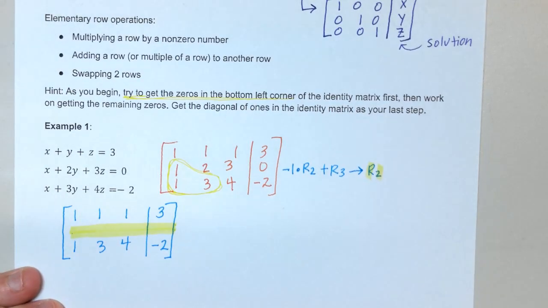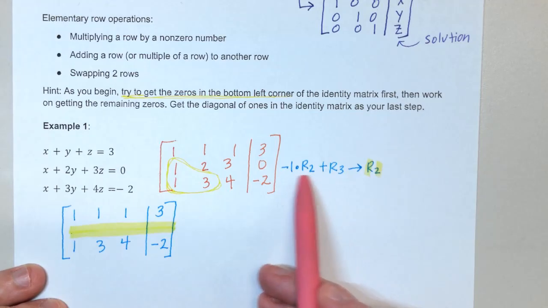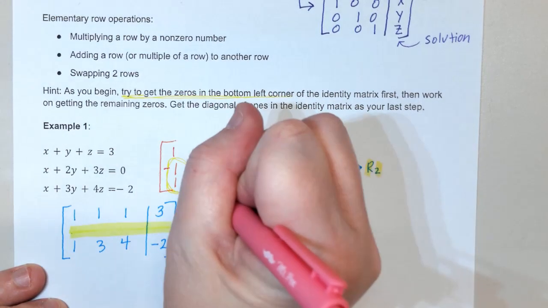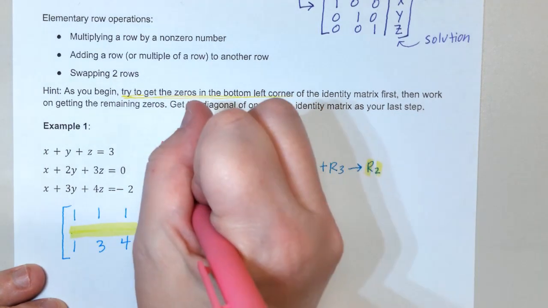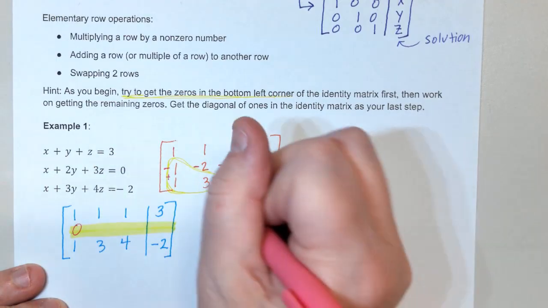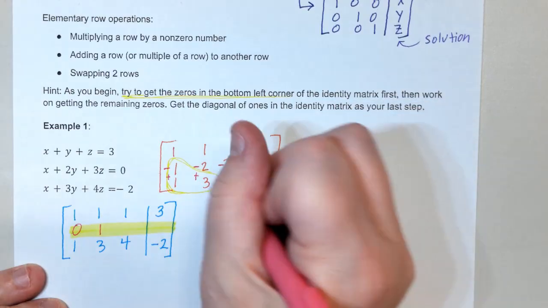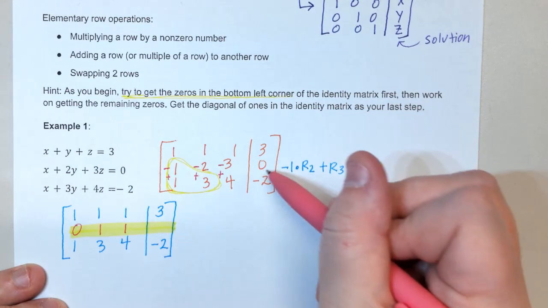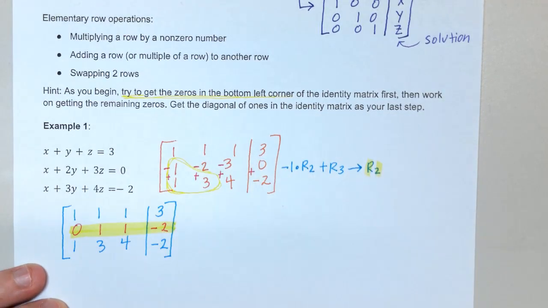So to get my new values, I'm going to go ahead and just do this multiplication in the existing matrix. So this is going to be negative, negative, negative. And then you said we're going to add these with row 3. So -1 plus 1 gives me 0. -2 plus 3 gives me a 1. -3 plus 4 gives me a 1, and then 0 plus negative 2 is negative 2.